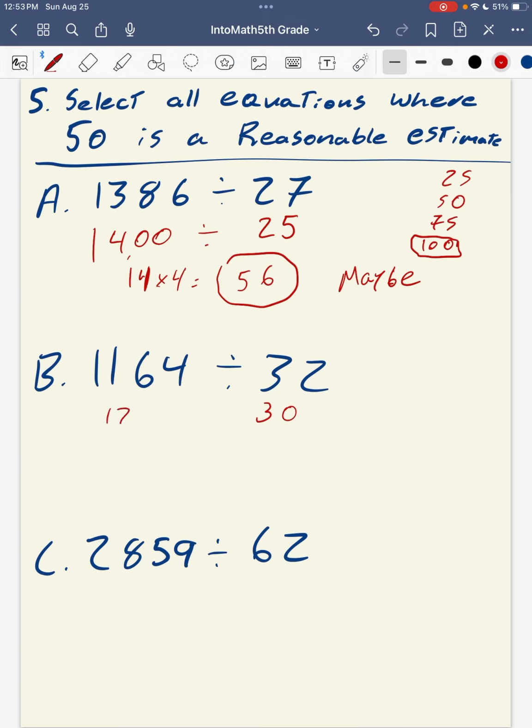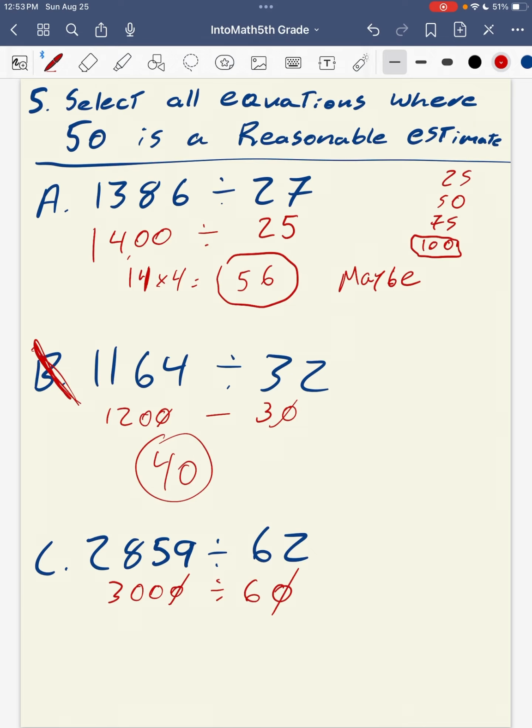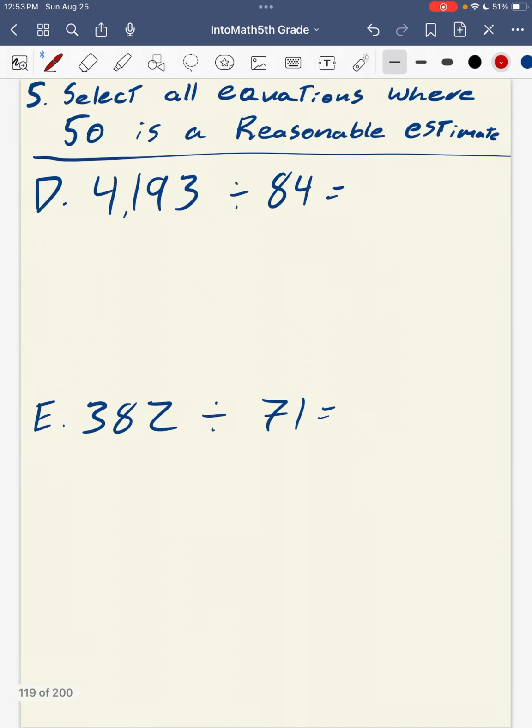All right, using our compatible numbers, 30 and 1200. 30 times 12 would be 40. That seems a little low. B's out of the question. 40 is a little too low for 50 to be a reasonable estimate. Now, 3,000 divided by 60 as our compatible numbers. Figure out how many times 6 can go into 300. That would be 50. C is a definite one where 50 is a reasonable answer for this problem.